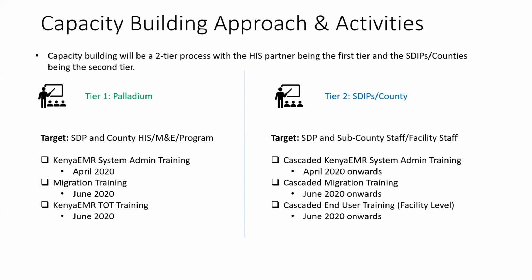And the second tier is where the partners take this particular knowledge and cascade it down to the end users, as well as down to the counties and sub-counties through various engagement forums, as might be necessary after the migration, also before the migration. So I think this is something that partners have been engaged a lot on, and I'm sure all the partners understand their roles when it comes to cascaded capacity building approaches.